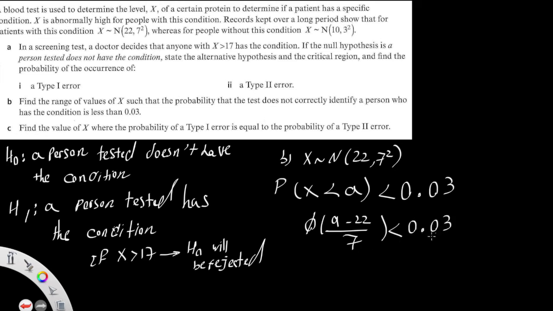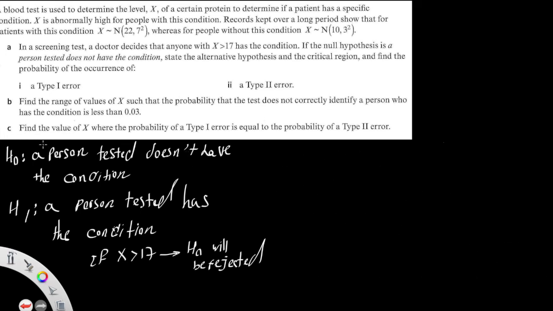Now corresponding to 0.03, as the area in phi region is less than half, it means that it's a negative number. So you have learned in normal distribution how to make it positive. So it means that a minus 22 over 7 should be less than negative 1.881, giving you an answer of a is less than 8.83.